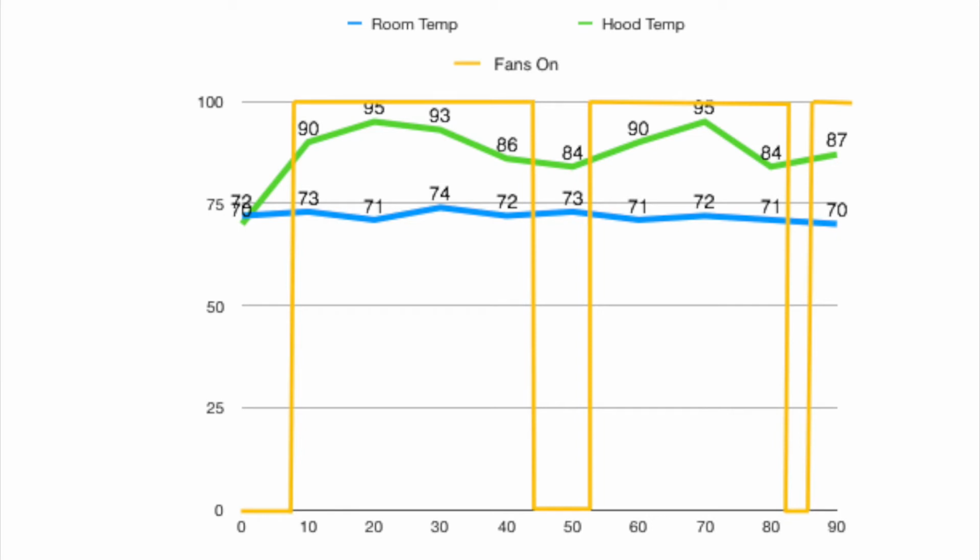In this case, the hood temp rose to 15 degrees above the room temp, so the hood system turned on like normal. However, we use a 2-degree hysteresis to start the 30-minute timer. Let me explain how this works.